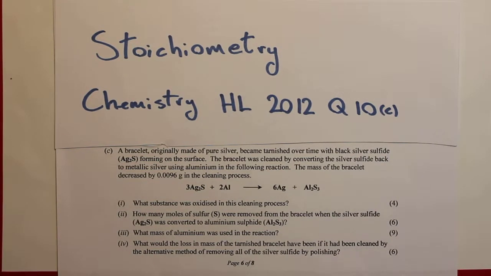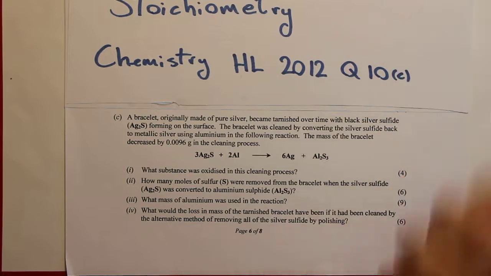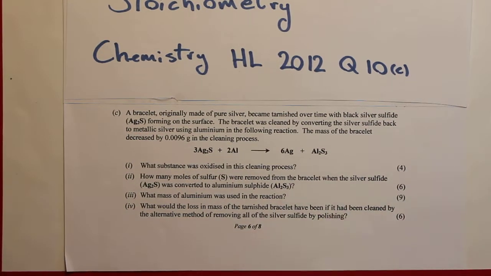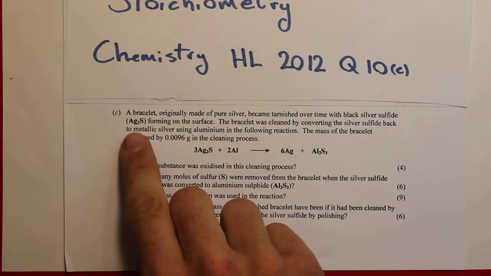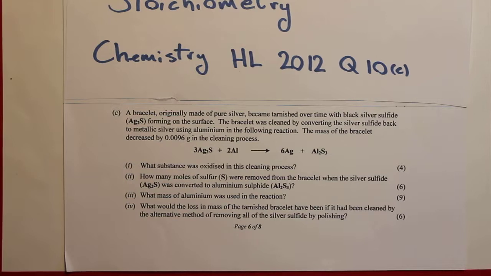Okay, this is a chemistry higher level question, 2012, question 10c on stoichiometry. And we're told here that a bracelet originally made of pure silver became tarnished over time with black silver sulfide, this Ag2S, forming on the surface. The bracelet was cleaned by converting the silver sulfide back to metallic silver using aluminium in the following reaction. And the mass of the bracelet decreased by 0.0096 grams in the cleaning process.